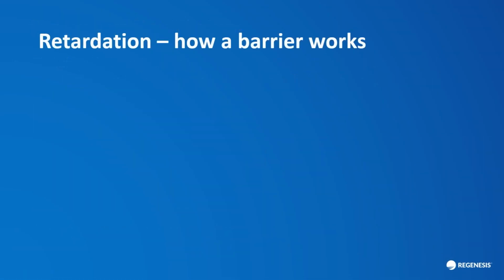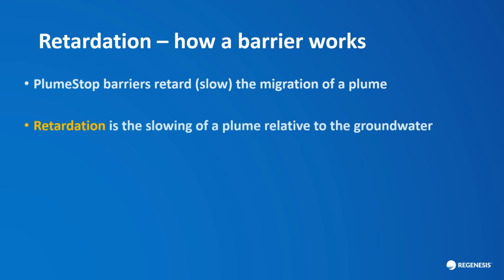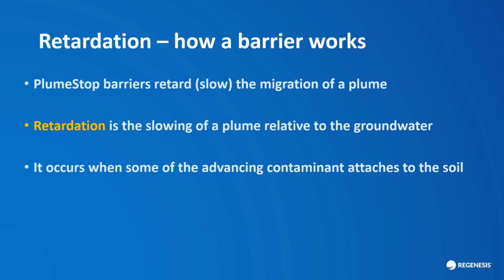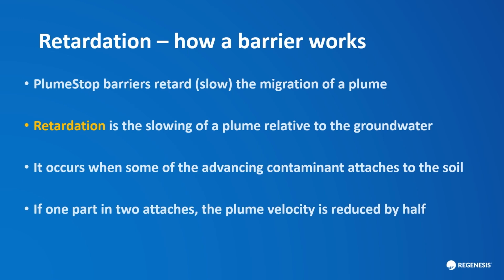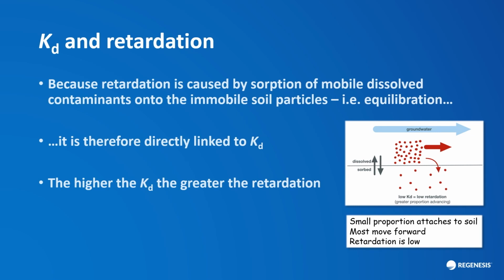So how does a barrier work? PlumeStop barriers will retard, or slow, the migration of a plume. Retardation is defined as the slowing of the plume relative to the flow of groundwater. It occurs when some of the advancing contaminant attaches to the soil. So for example, if 1 part in 2 of the advancing plume attaches, then the plume velocity is reduced by half. Because retardation is caused by sorption of mobile dissolved contaminants onto the immobile soil particles, equilibration, retardation is therefore directly linked to the KD. And so the higher the KD, the greater the retardation.